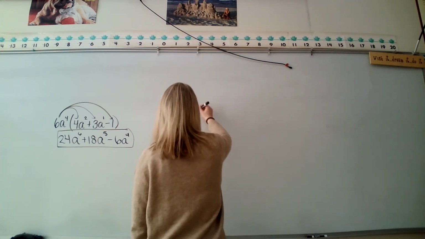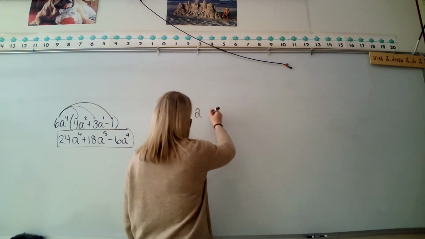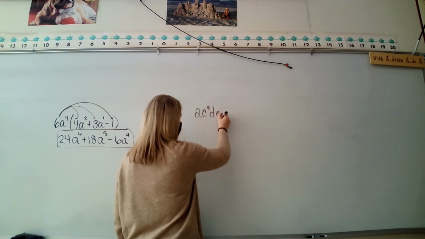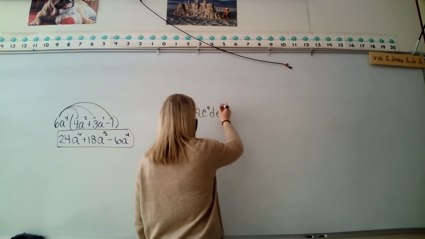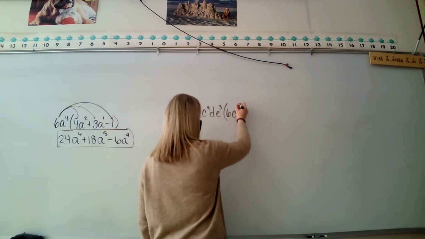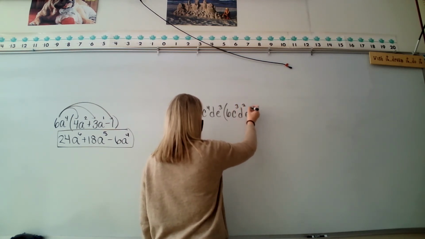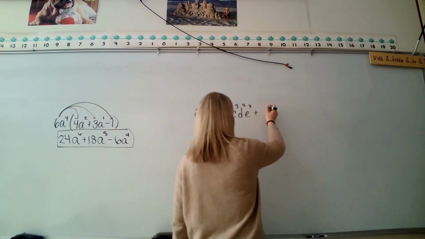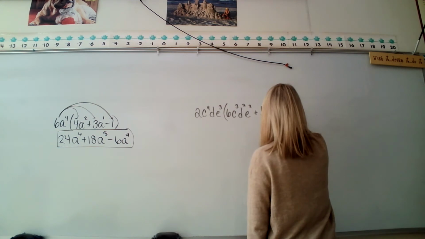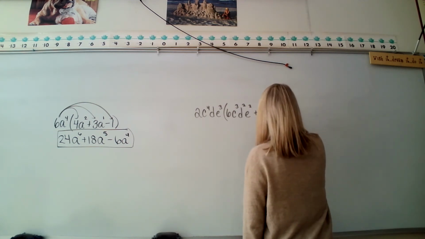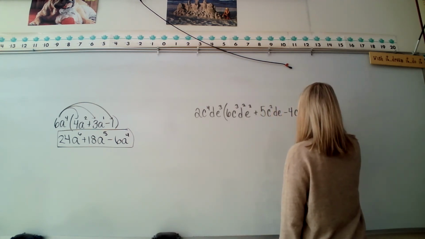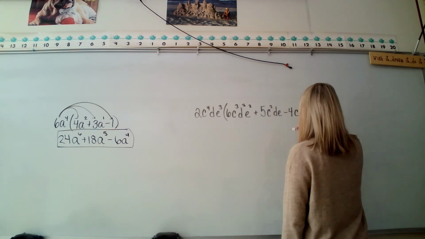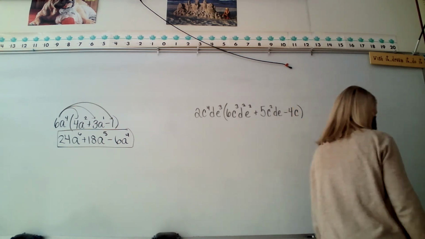Let's do 2c to the 4th d e to the 3rd times 6c to the 3rd d squared e squared plus. Sorry, it's gonna take me a second to make this, and I'll give you a second before I start. e minus 4c. And we'll just make it.